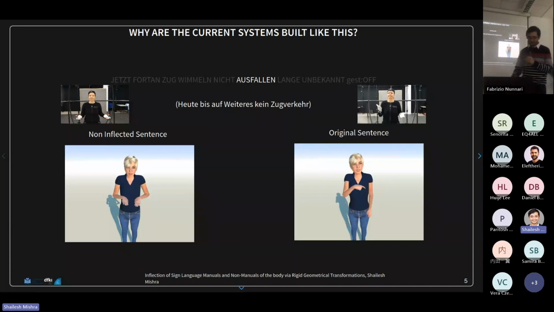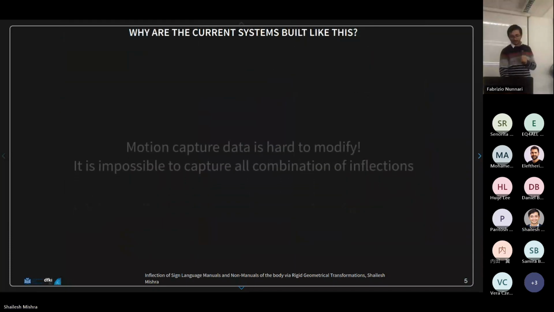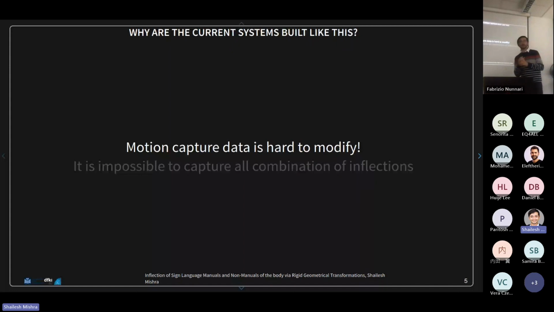And what we are going to focus on is the computational part. So now the question is, why is it difficult? The reason is that motion capture data is simply hard to modify. If you want to modify it, you have to manually change each keyframe, and it's really expensive to do so.